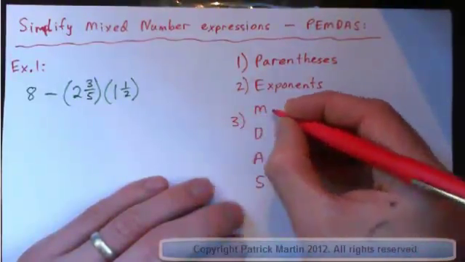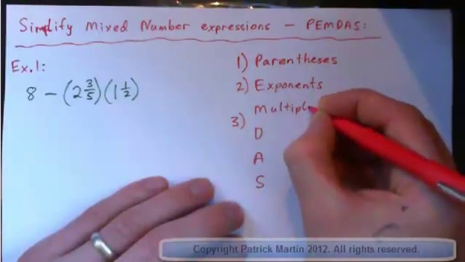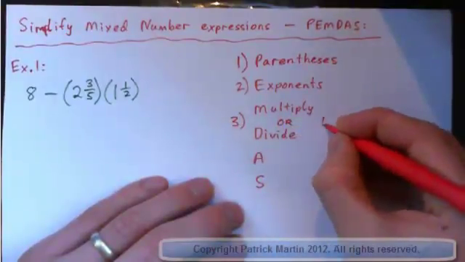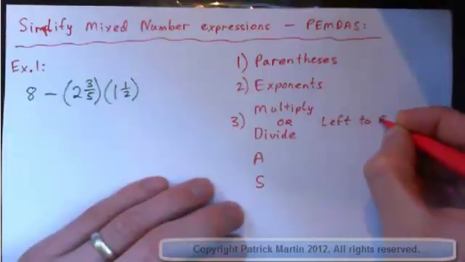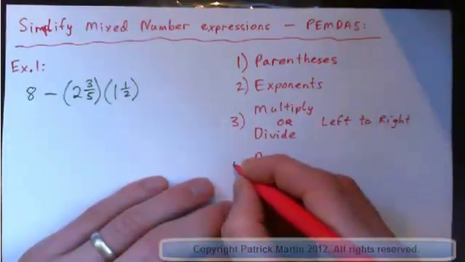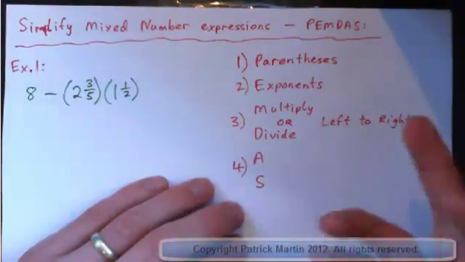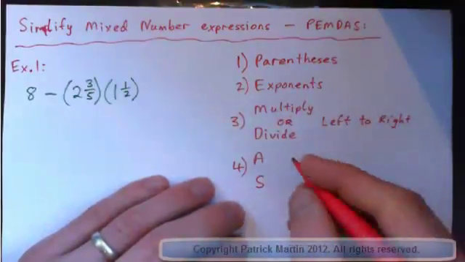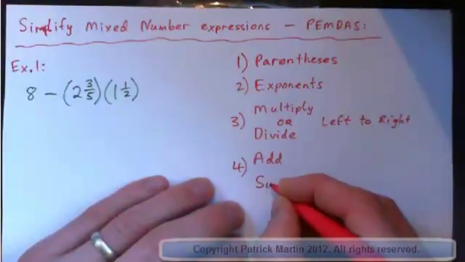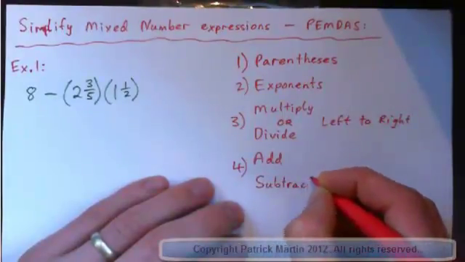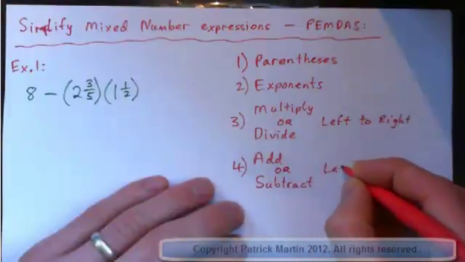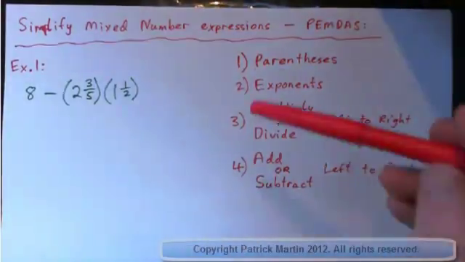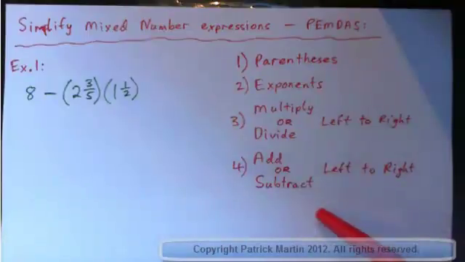The third thing is we multiply or divide from left to right. Because multiplication and division are considered the same importance, we just go from left to right and do the multiplication or the division as we go. And the fourth thing is you go from left to right and add or subtract. So parentheses, then exponents, then multiply or divide from left to right, then add or subtract from left to right, and you'll be good.